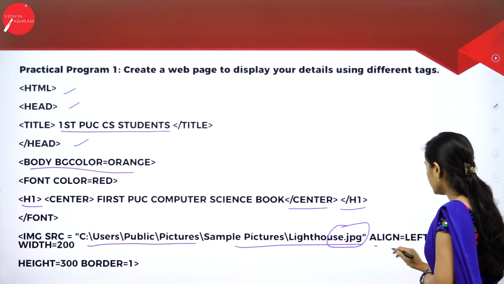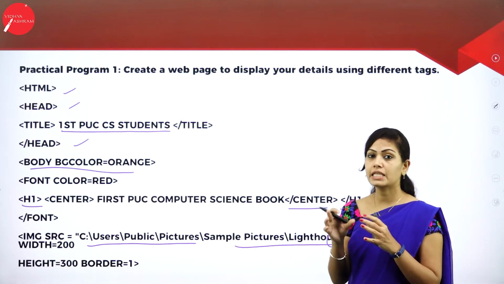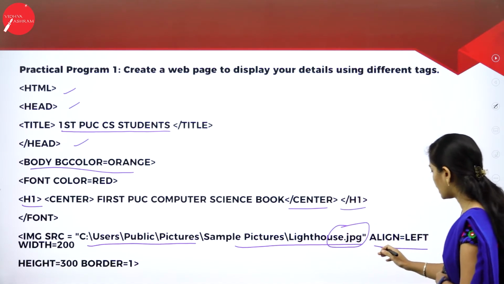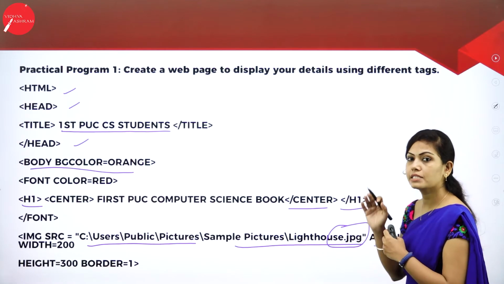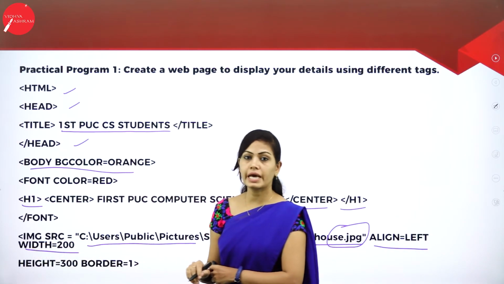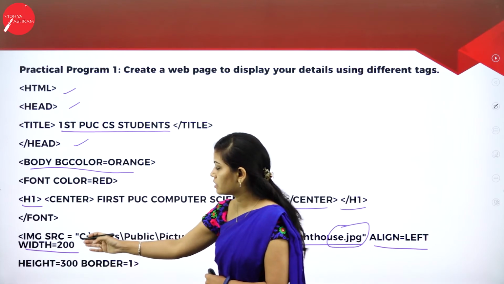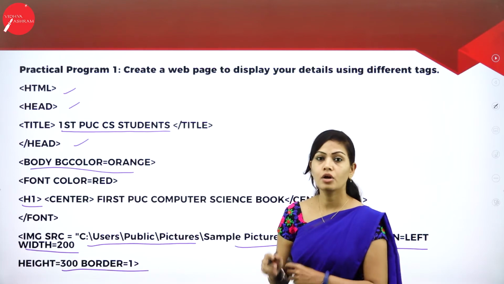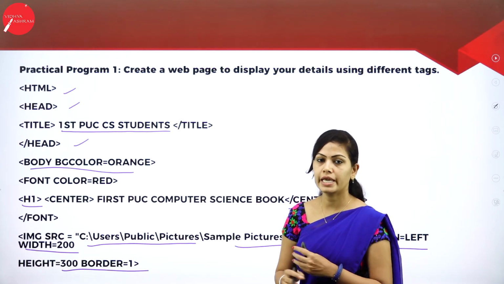And align left. If you want to change the alignment to the left side or right side, you can use this align is equal to left or align is equal to right. And width, if you want to change the width size, you can use this width is equal to 200, height is equal to 300, and border 1 or 2, you can make any changes.